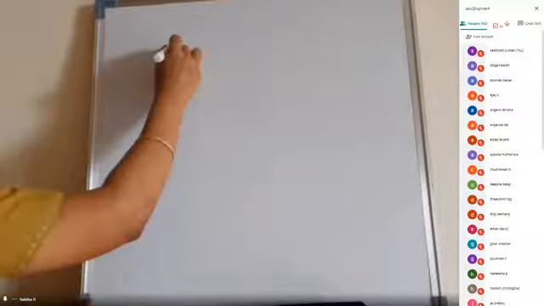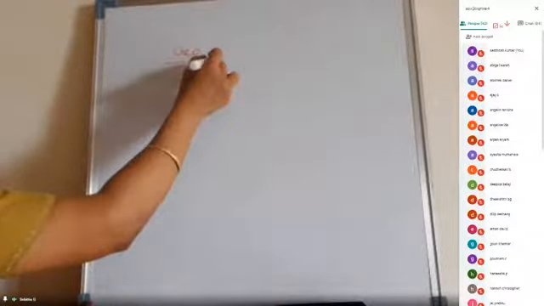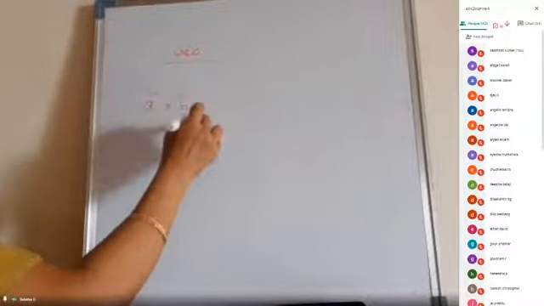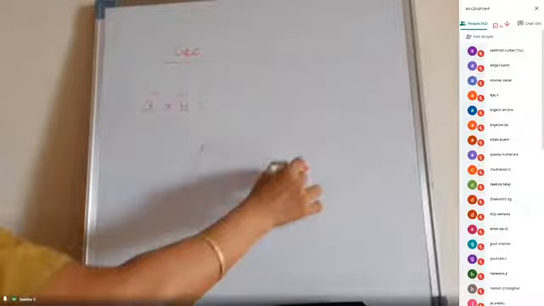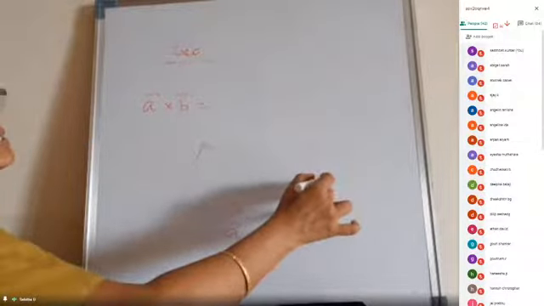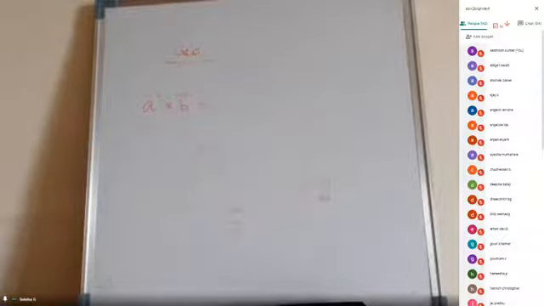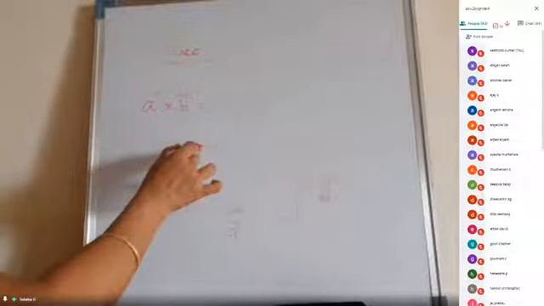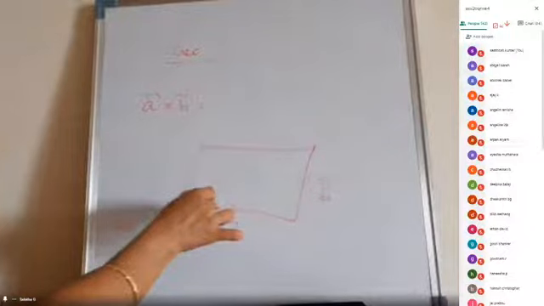Now, what is the geometrical meaning, ma'am? A cross B, children, is the area of a parallelogram, with A vector and B vector. Can you see the diagram? Yes, ma'am.